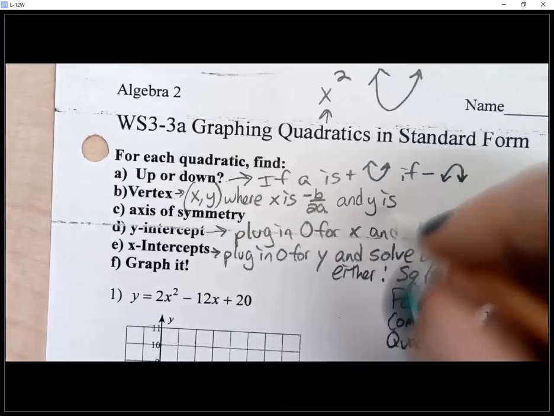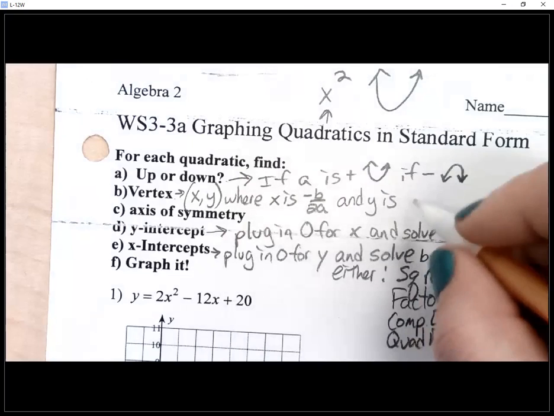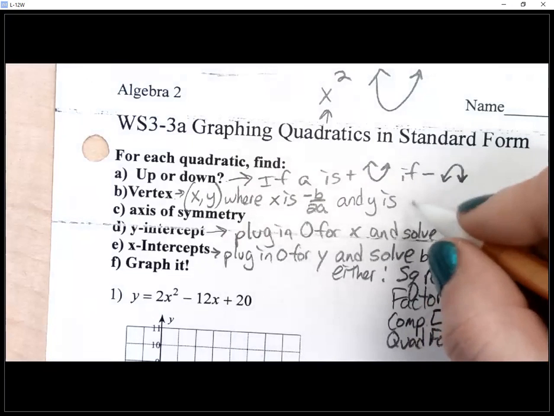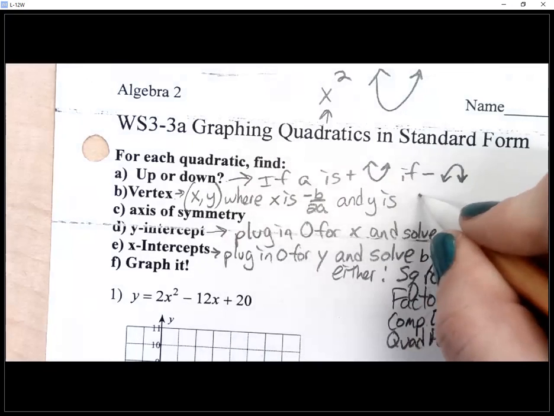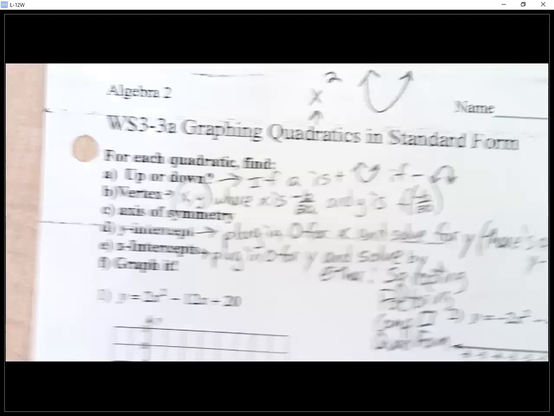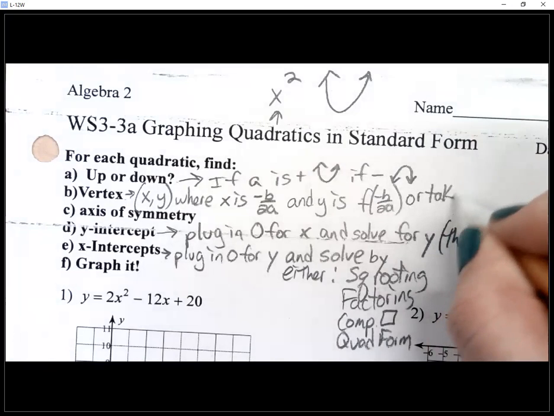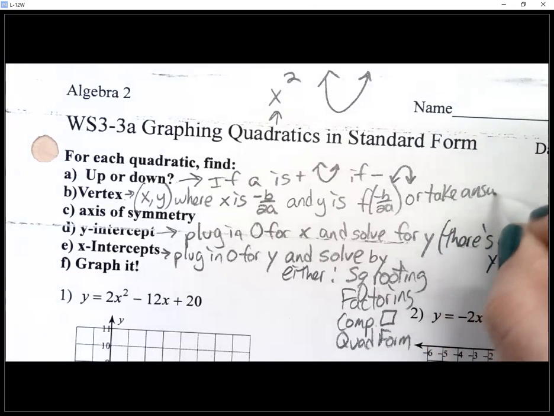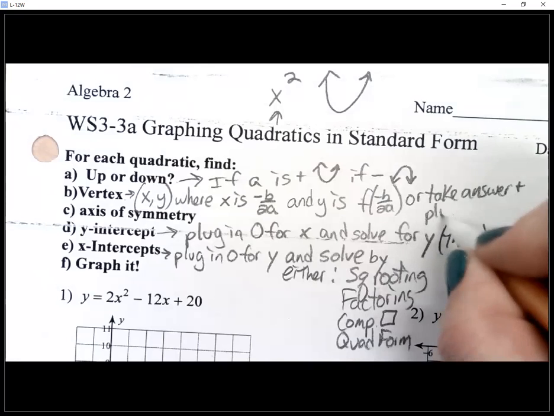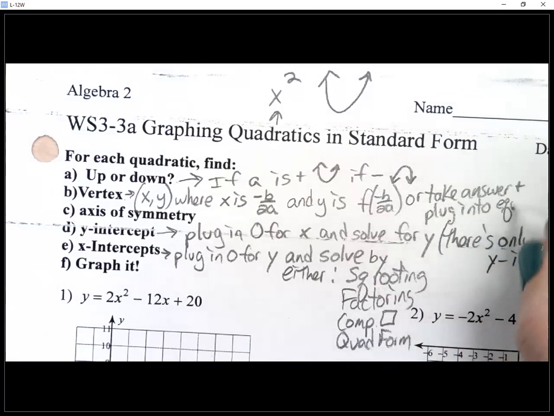The way that I want to write it is as f of negative b over 2a. So that's taking that answer and plugging it back into the function, but I feel like that's just going to confuse you more. Or take that answer and plug into equation. Oh, let's say take answer for x.